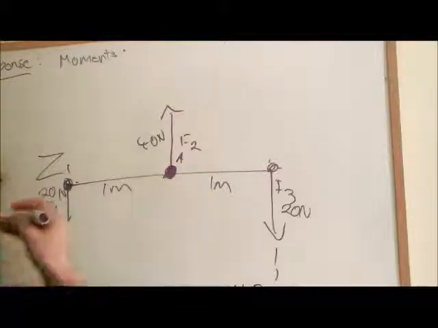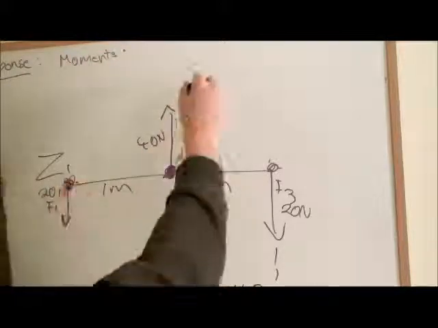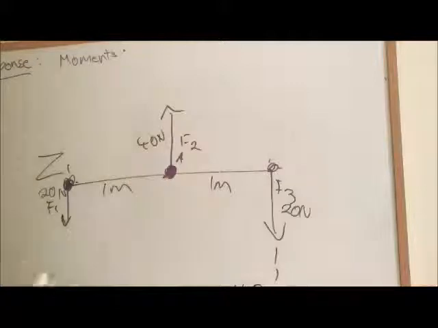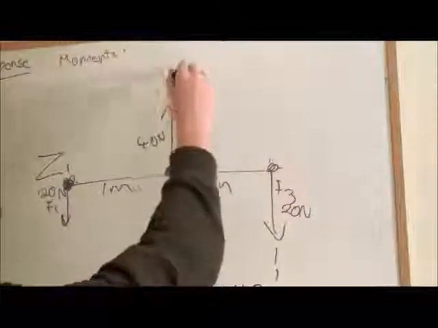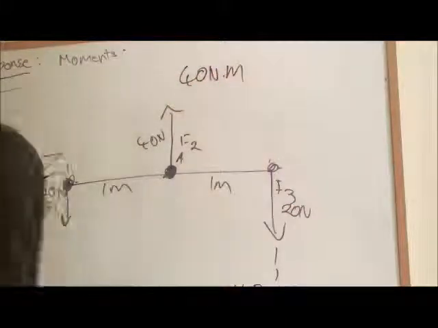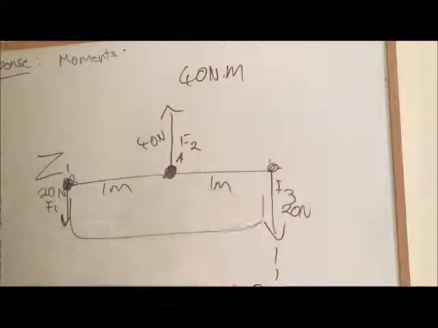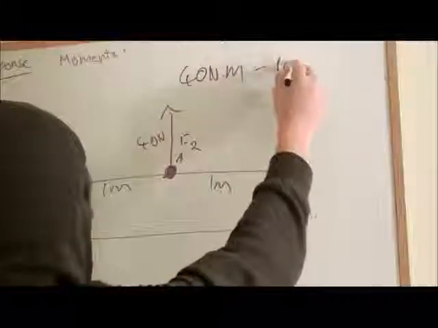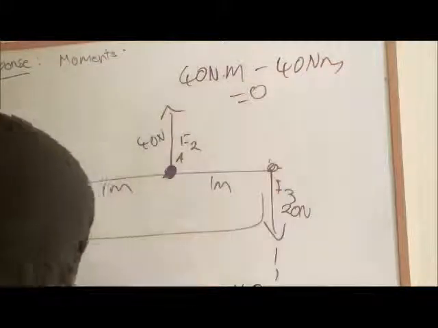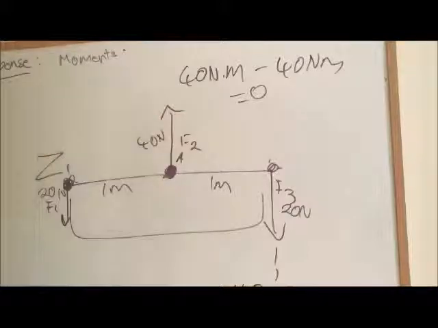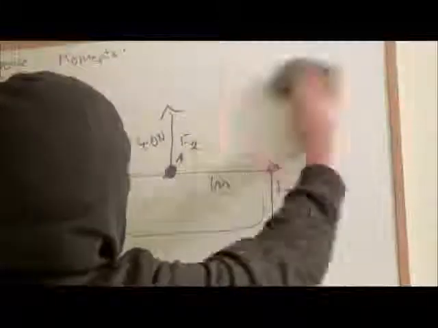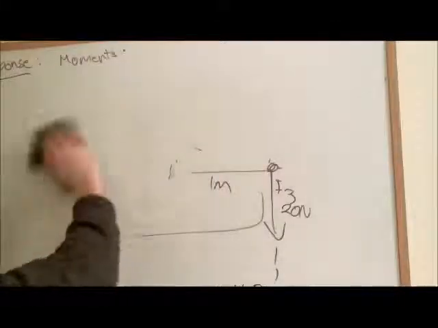Okay, so to calculate the moment about Z, we got 1 meter times 40 newtons, and that's going to be positive, so that's 40 newton meters. And we got 20 newtons times 2 meters, because it's going to be 2 meters away from Z, that total distance. So negative 20 times 2 is going to be negative 40 newton meters, and that will equal 0. So even though these don't cross each other's lines of action, they will still be in equilibrium, and that's an exception for parallel lines.